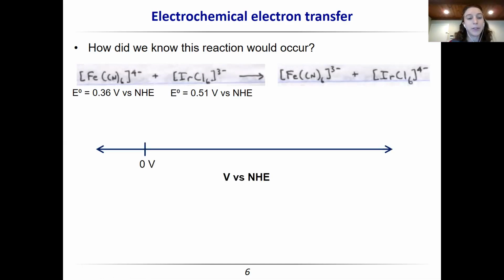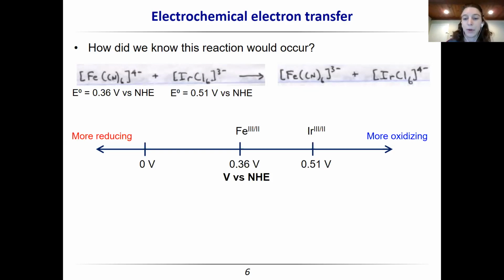And one helpful way to visualize this is to draw out a number line with all the potentials. On the left, we have more reducing, so we'd go to negative potentials on the left, and on the right, we have more oxidizing. And I can put this 0.36 volt iron 3,2 potential on this line, and I can put this 0.51 volt potential. And you can see that the iron 2 compound is more reducing than the iridium. We would expect that in net, this compound should be able to reduce the iridium complex, as shown in this top reaction.